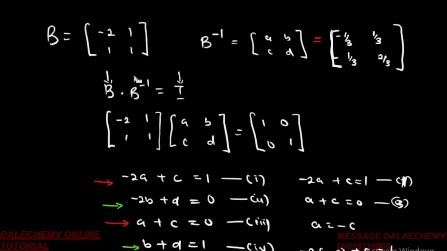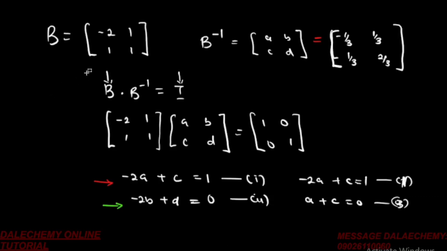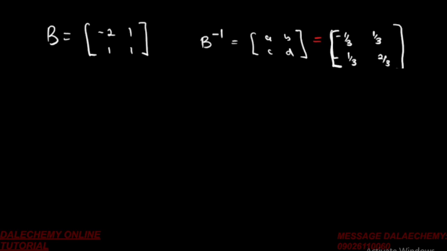Alright. Now if you want to use the shortcut, what you need to know is the determinant of this matrix B. To find the determinant of matrix B, that is going to be this times this, that is minus 2 times 1, then minus 1 times 1. That is minus 2 minus 1 times 1, which is 1. So that is going to be minus 3.